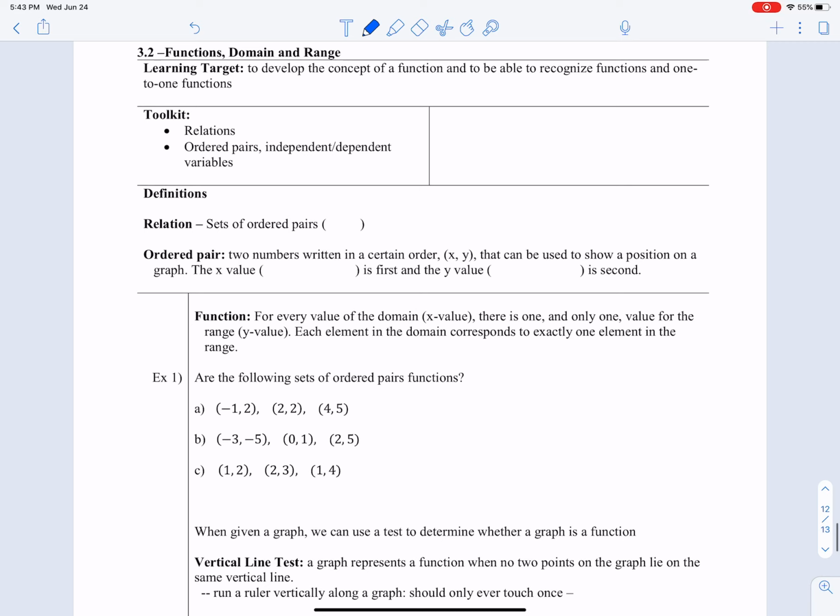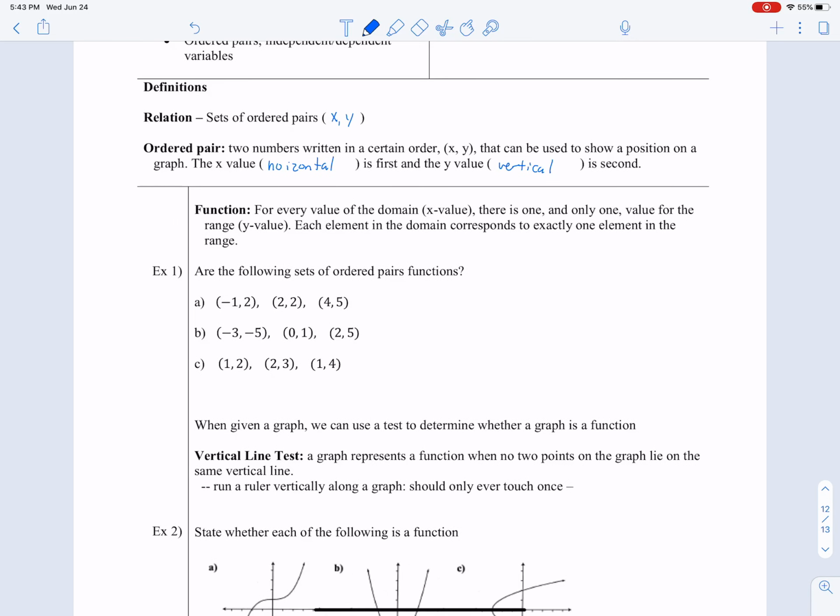So just some definitions to start with. A relation is a set of ordered pairs, x and y. So anytime we've been looking at points, that's a relation. And an ordered pair are two numbers written in a certain order that can be used to show a position on a graph. The x value is horizontal and is first, and the y value is vertical and is second. So we've been working with ordered pairs a lot so far.